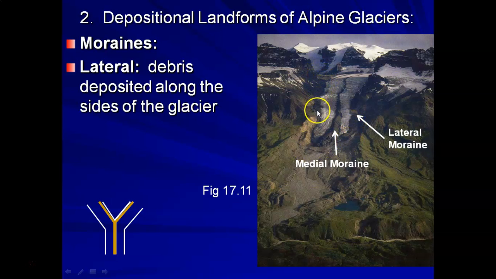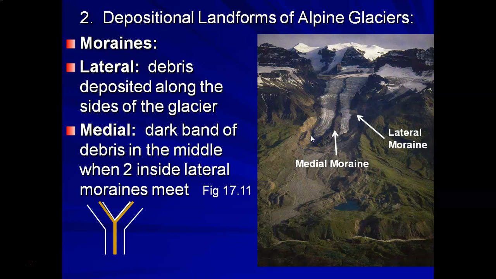And here's an active glacier here with all the lateral moraine. And then another type of moraine is called medial moraine, and it's a dark band of debris down the middle of a glacier, particularly an active glacier where it's most visible, where two inside lateral moraines meet. And so what you need are two tributary glaciers meeting the main larger glacier. And what you need is the inside lateral moraines joining, and they'll wind up joining and creating a dark band of debris down the middle.